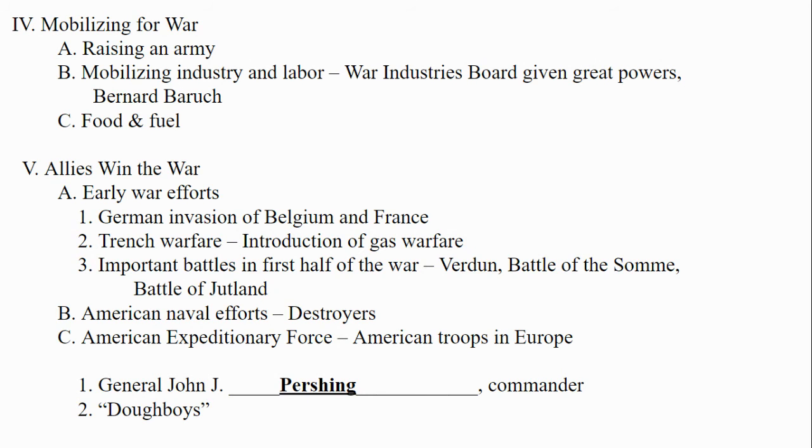Now, the United States entered the war in April, and their commander was John J. Pershing. The American soldiers were referred to as doughboys. Now, that term, there are different theories as to where that term came from. Some think it has to do with the buttons on their uniforms. Nonetheless, the Americans under Pershing headed to Europe, and they began to fight side by side with the French and British.